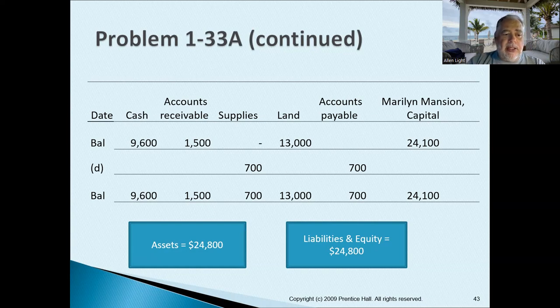So here's our accounting equation. Cash plus accounts receivable plus supplies plus land equals 24,800. Accounts payable is now 700 plus 24,100. 24,800, it balances. And the term you'll hear a lot is, do your books balance? And when they say that, what they mean is, do your assets equal your liabilities plus your owner's equity? And there's the equation, okay? That's what they mean by do your books balance. And yes, they do.